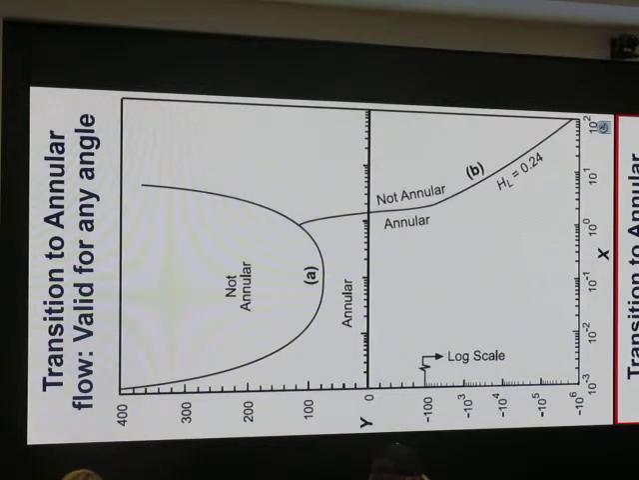So calculate x and y. Use this chart, and we can tell if it is annular flow or not, at any angle, including downward flow. Including 90 degree downward, 45 degree downward, horizontal, upward, perfect upward. It works for all.